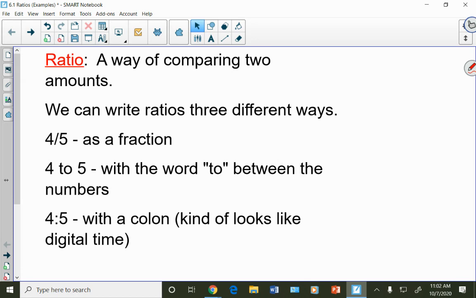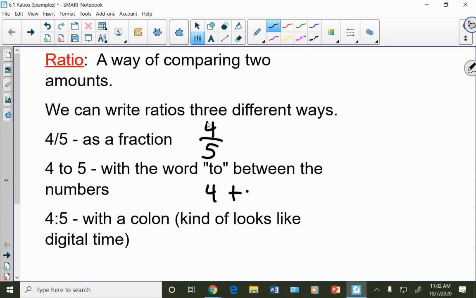We can write ratios three different ways, okay? We can write ratios as a fraction. In this case, we've got 4/5 in this example. Or we can write it with the word "to." Or we can write it like it looks like a clock with a colon. But these all say 4 to 5.